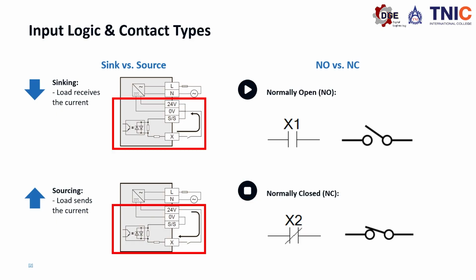For the NO and NC, that is normal open and normal close. Normal open, the normal state of that is an open circuit. When it is actuated, it will be a closed circuit. That's a contact together. And normal close is the opposite of normal open. This one will be a closed circuit in the normal state, and an open circuit after it is activated.